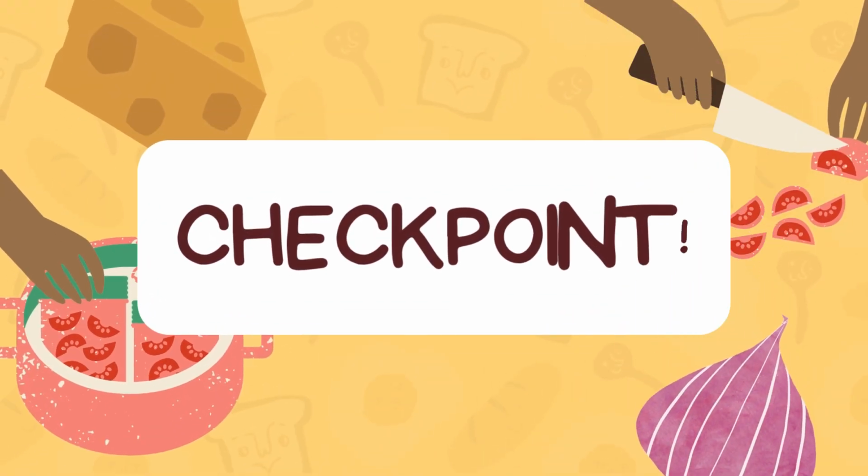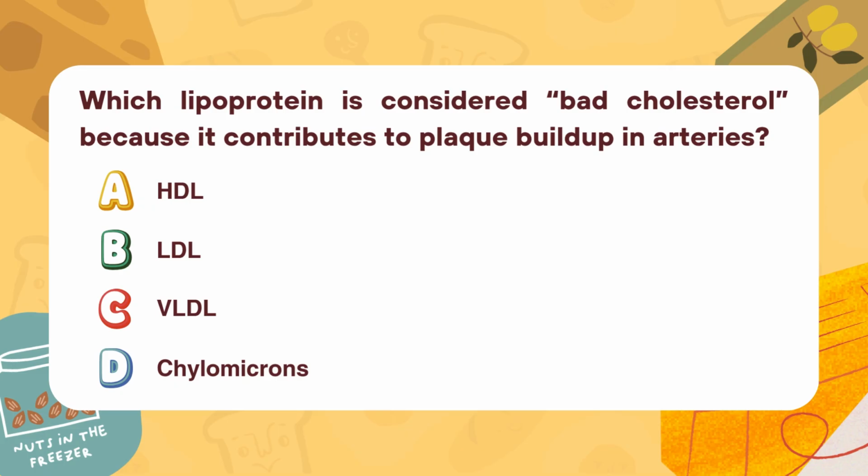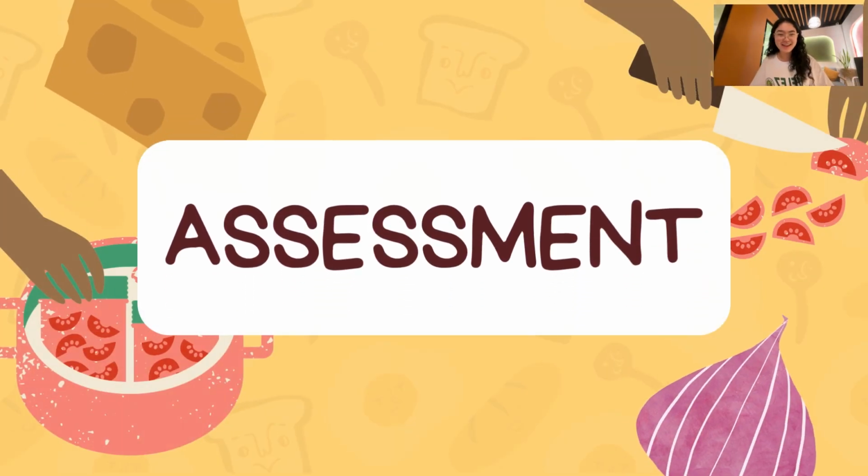Let's finish strong with some questions that tie lipids into everyday health. Which lipoprotein is considered bad cholesterol because it contributes to plaque buildup in arteries? Is it A, HDL, B, LDL, C, VLDL, or D, chylomicrons? And the answer is B, LDL. Low-density lipoprotein, or LDL, carries cholesterol to tissues, but too much of it can stick to artery walls, leading to heart disease.